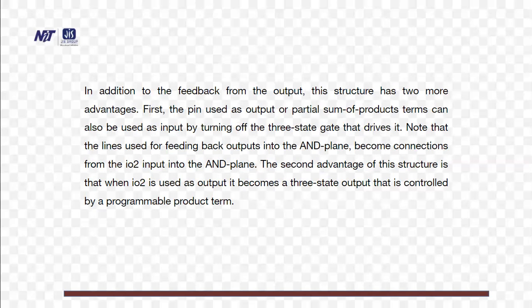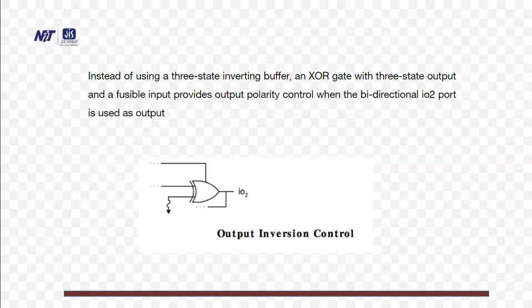The second advantage of this structure is that when IO2 is used as output, it becomes a 3-state output that is controlled by a programmable product term. Instead of using a 3-state inverting buffer, an XOR gate with 3-state output and a fusible input provides output polarity control when the bidirectional IO2 port is used as output. So this is the figure, output inversion control.